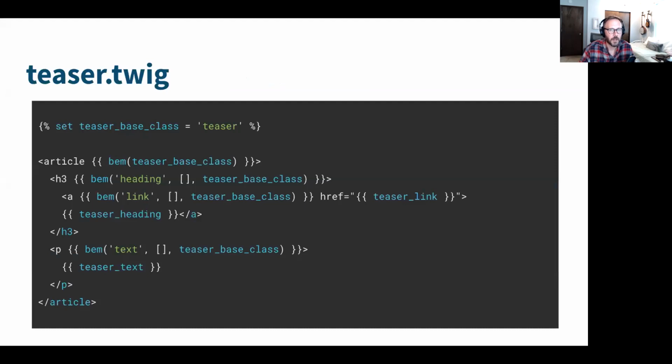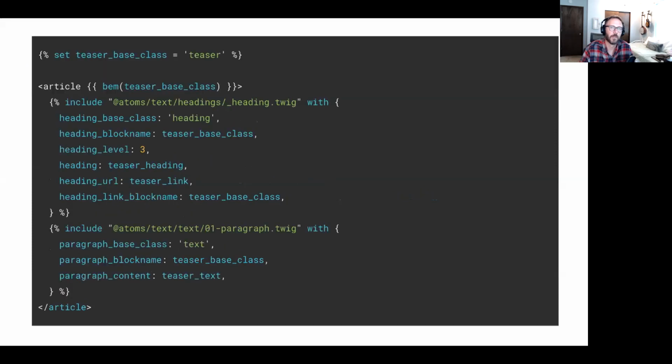In the Twig file, we want to write our markup for our component. Here is some basic HTML5 markup for a teaser component. It has an article tag as a wrapper, a heading with a link inside of it with our heading and some paragraph text. Notice the use of our BEM function sprinkled throughout as well. But we can do better than this, right? After all, we're not reusing any atoms here, we're just rewriting them. So let's take a look at how we might reuse instead of recreate.